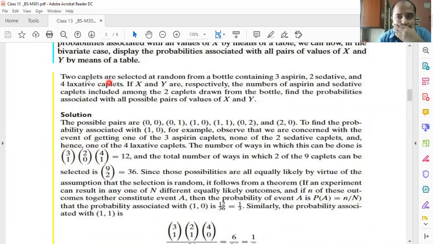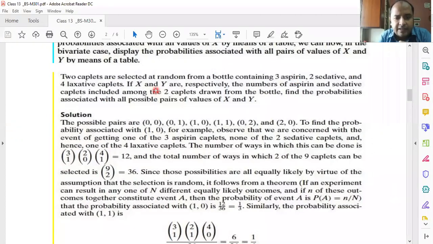What are caplets? Caplets means some kind of oral medicine. Any kind of oral medicine is called a caplet. So there are 3 different kinds of caplets present. One caplet is aspirin, for headache. Sedative is a kind of drug, and laxative caplets means a kind of stimulator. So how many aspirins were there? 3 aspirins, 2 sedatives, and 4 laxative caplets.